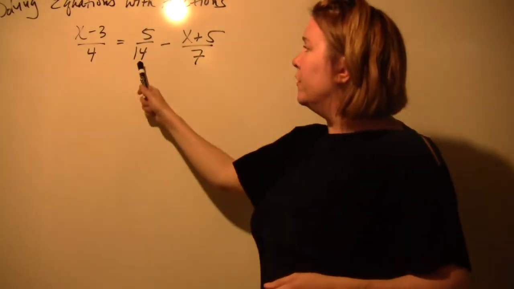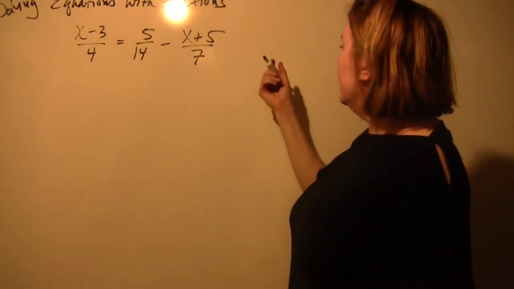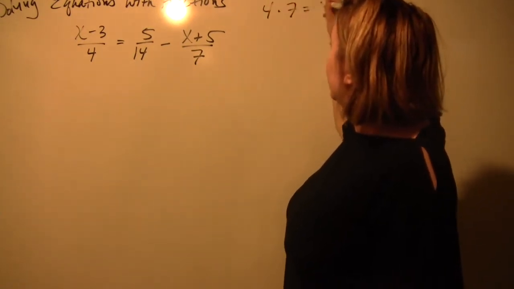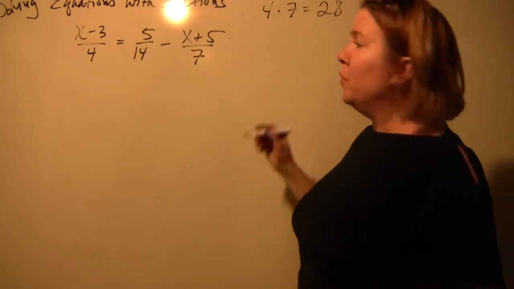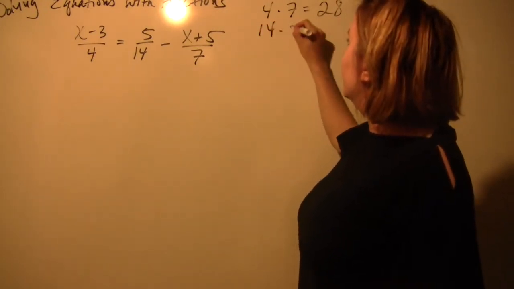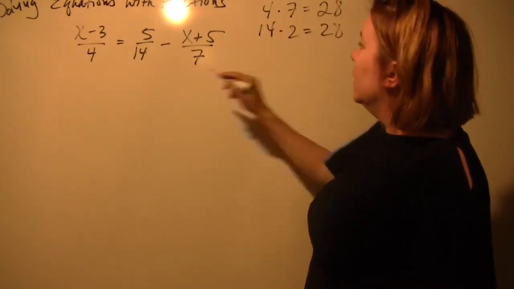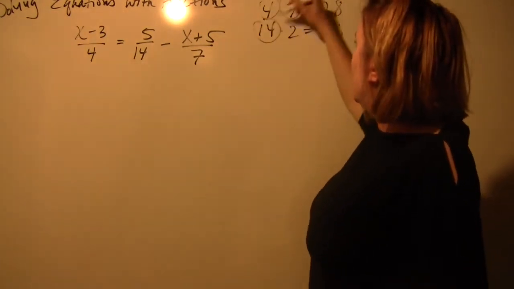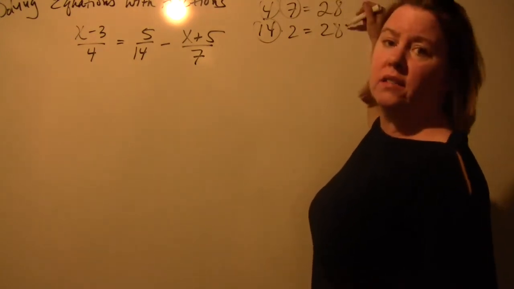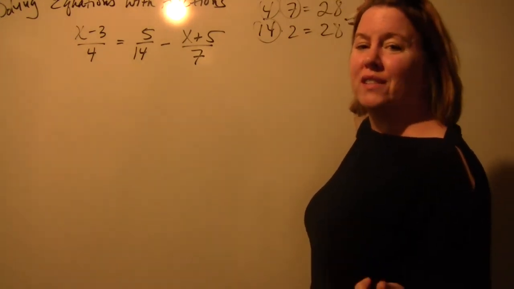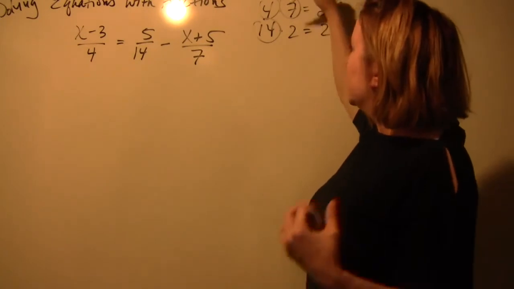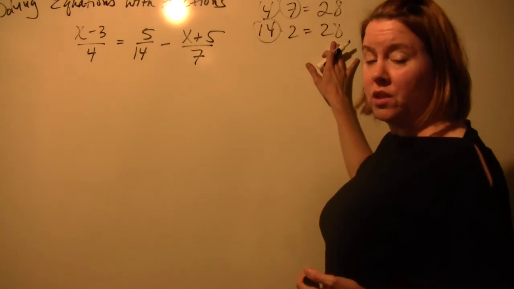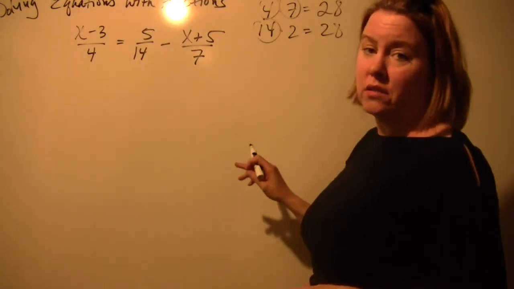So we have a 4, a 14, and a 7. Well, we know that 4 times 7 is 28. And we also know that 14 times 2 is 28. So 4, 14, and 7 all have 28 as a common multiple. Or you can say 28 has 4, 7, and 14 as factors. Okay? So 28 is what we're going to choose to multiply both sides of the equation by.